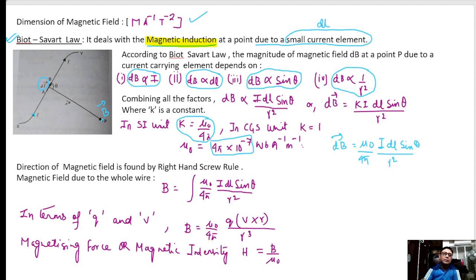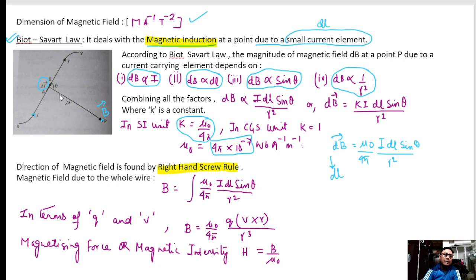Please remember the direction of the magnetic field. The direction of magnetic field is found by the right hand screw rule. Very, very important, right hand screw rule. So this is the magnetic field due to the small current element dl.